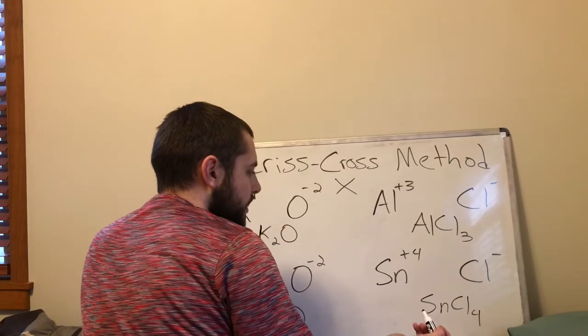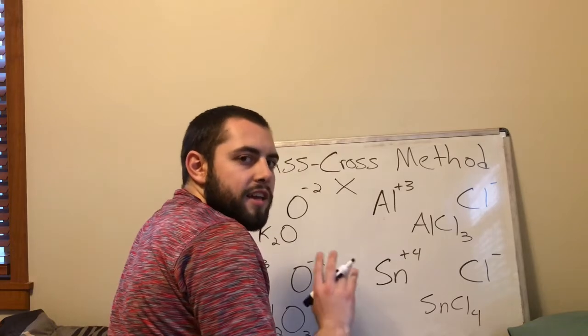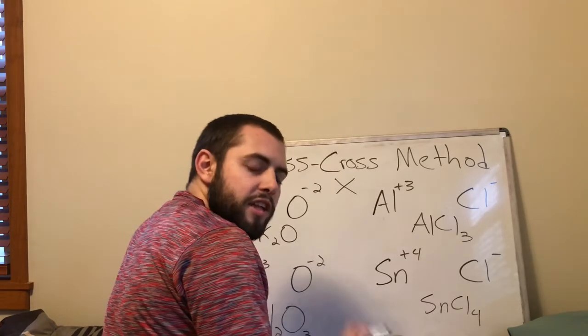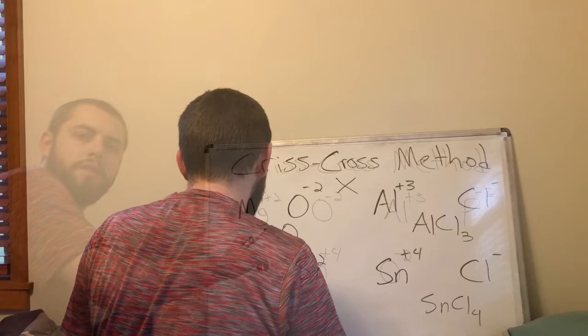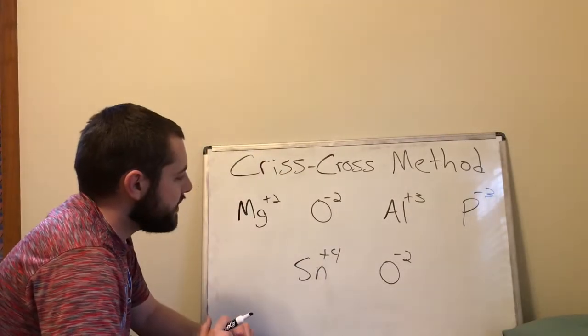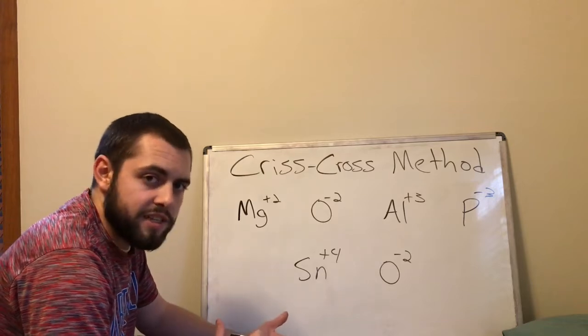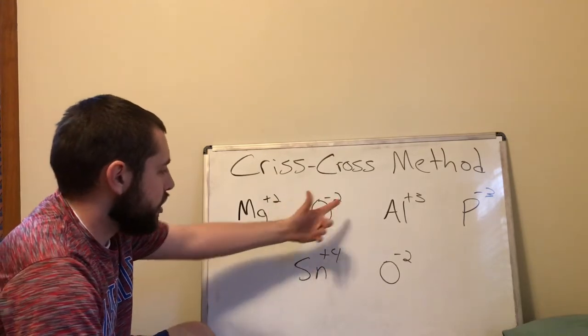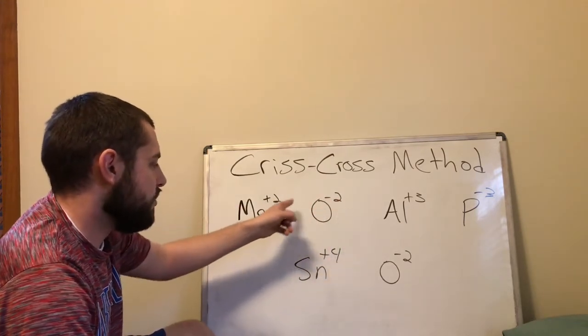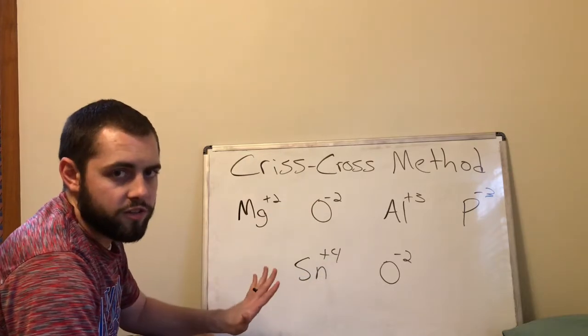SnCl4. Crisscross method will work 90% of the time. Let's quickly look at times it won't work. So like most things in chemistry, the crisscross method does have exceptions. There are times that it's not going to work. If your charges already cancel each other out, you don't need to do the crisscross method.